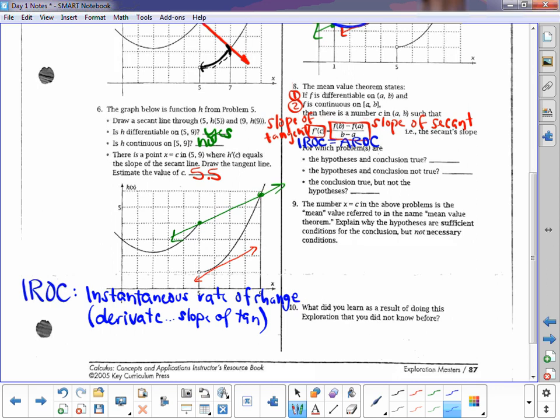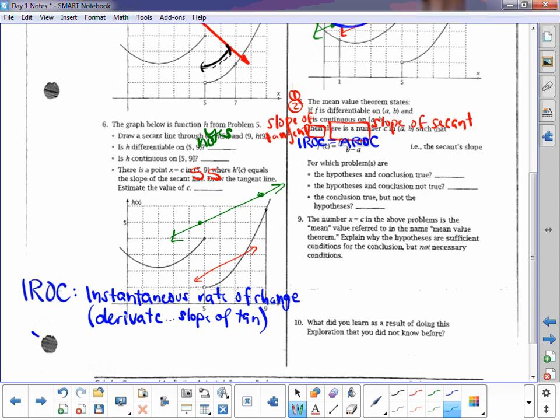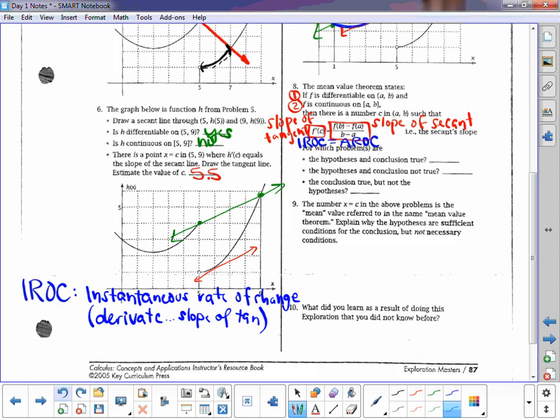Alright, so we're saying our instantaneous rate of change, the derivative, is equal to, what do you guys think AROC stands for? Average rate of change. And my average rate of change is just that algebra 1 slope, or in other words, the slope of the secant line.